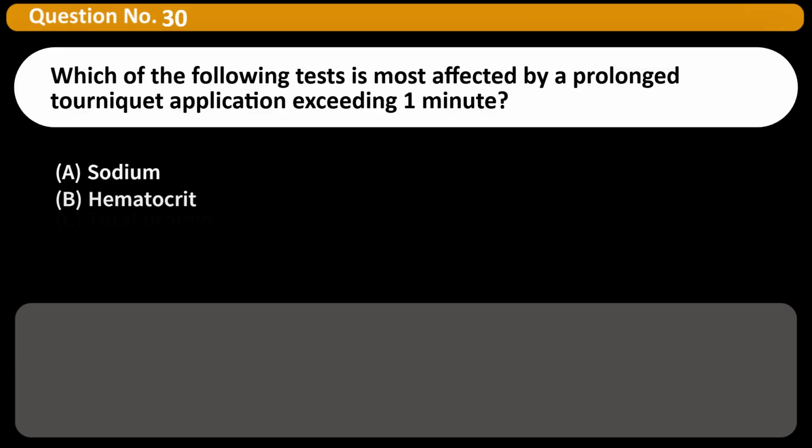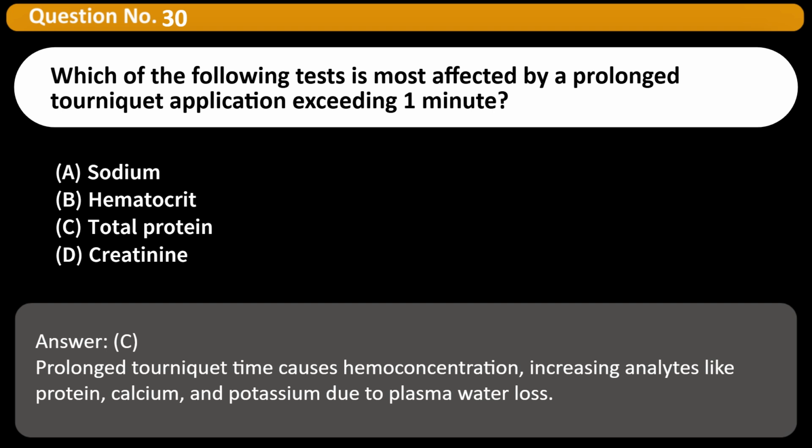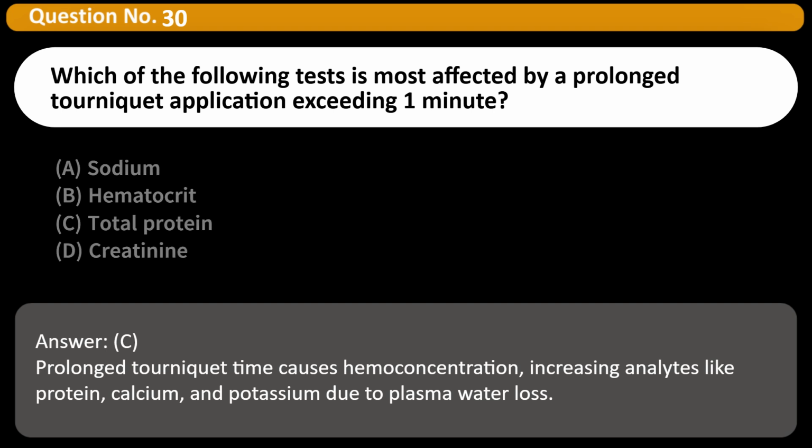Which of the following tests is most affected by a prolonged tourniquet application exceeding 1 minute? A. Sodium. B. Hematocrit. C. Total protein. D. Creatinine. Answer: C. Prolonged tourniquet time causes hemoconcentration, increasing analytes like protein, calcium, and potassium due to plasma water loss.